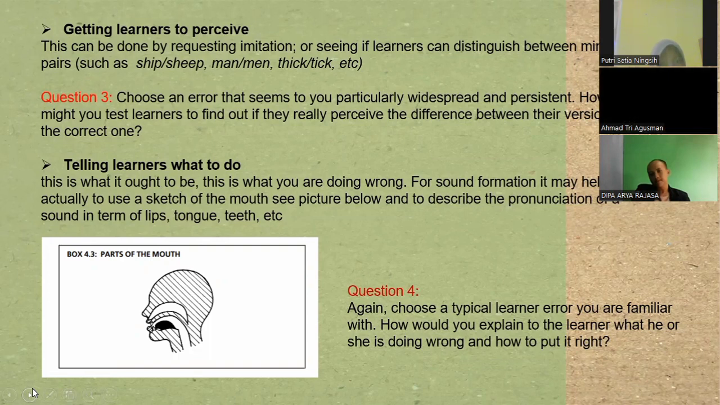Question number three. Choose an error that seems to you particularly widespread and persistent. How might you test learners to find out if they really perceive the difference between their version and the correct one?